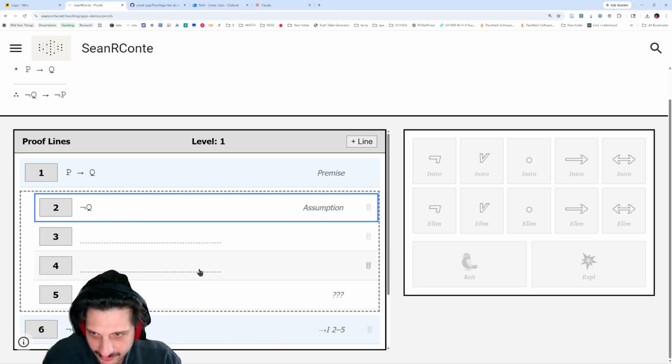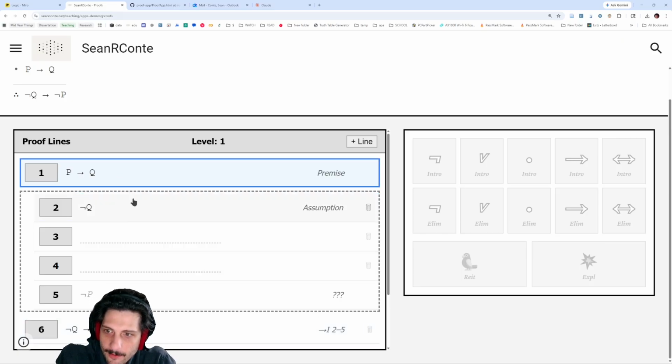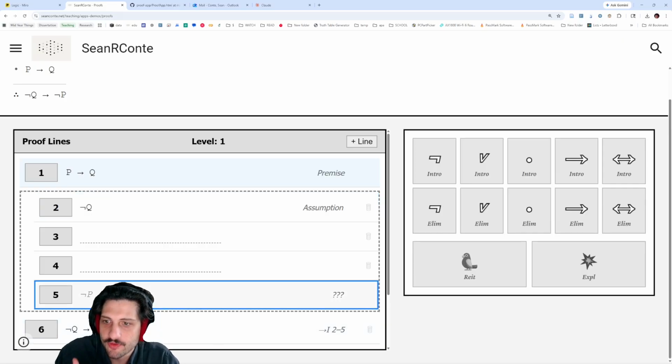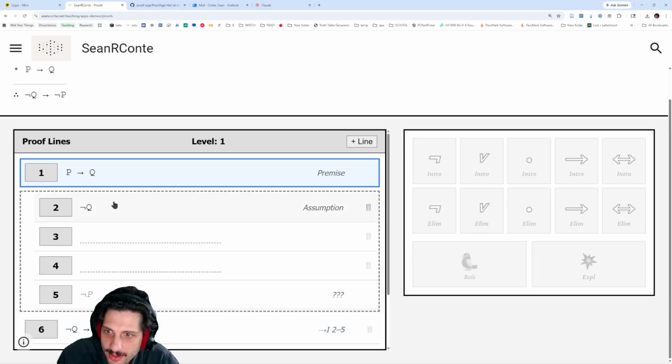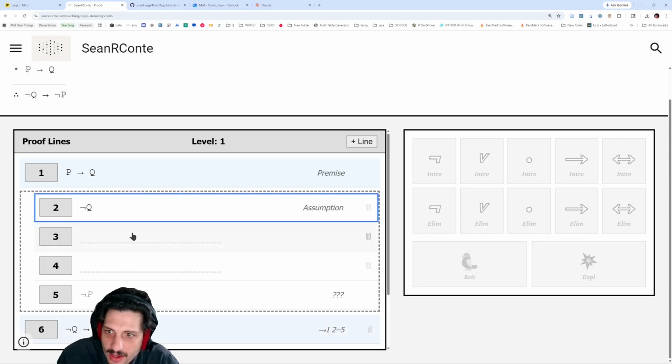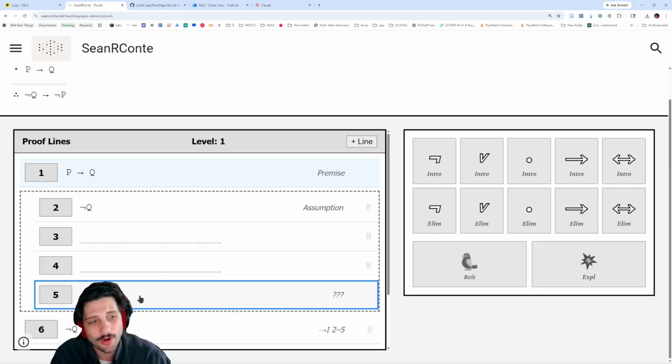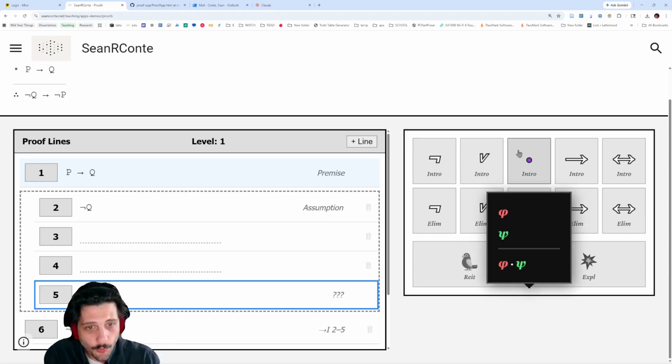So here it might feel like I'm kind of stuck. I need to come from if P then Q and not Q and somehow prove not P. But I can't do any of my elimination rules to what I already have. So instead, I need to think about what I'm trying to get to. And what I'm trying to get to is not P. So now we can think about this negation intro. We're trying to prove P is false inside this other subproof. So that's what we're going to do.